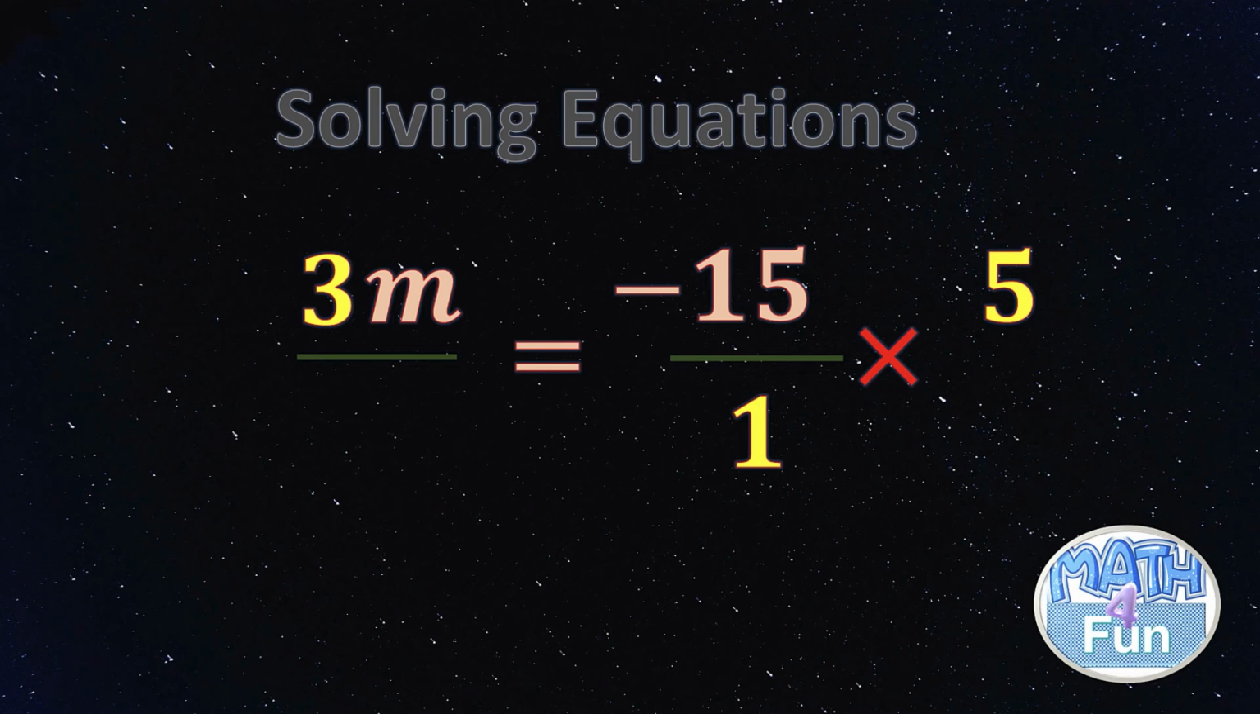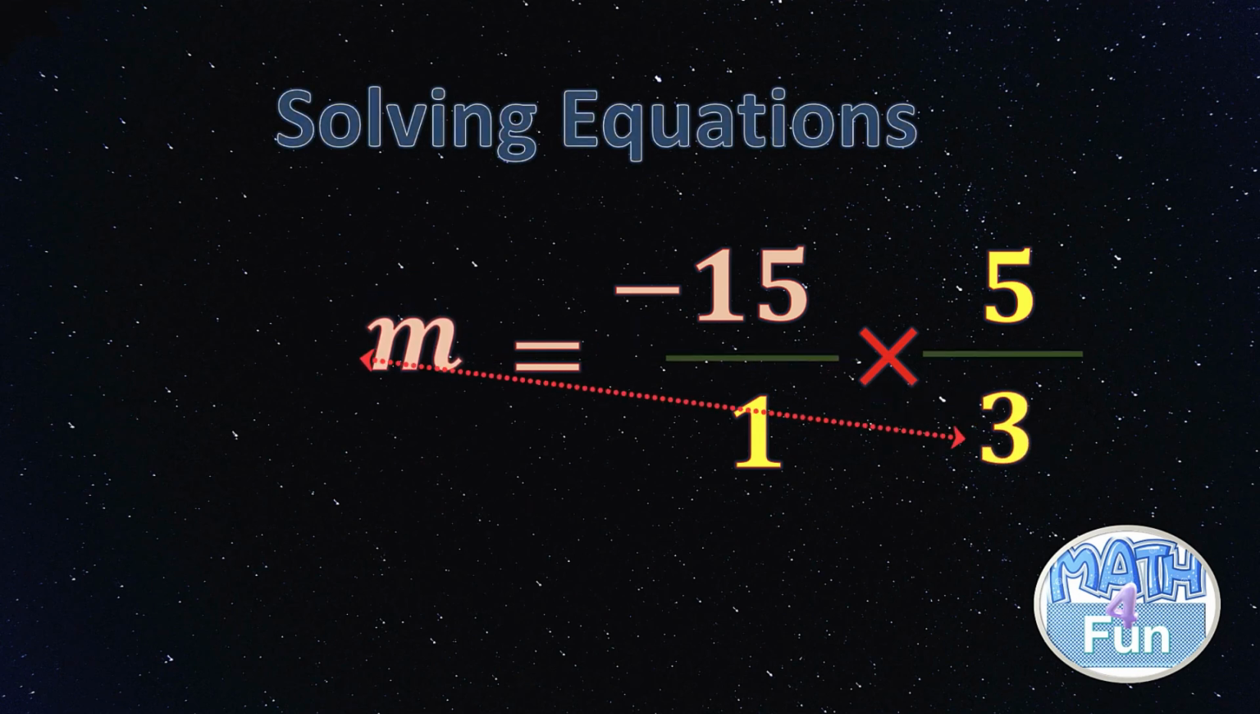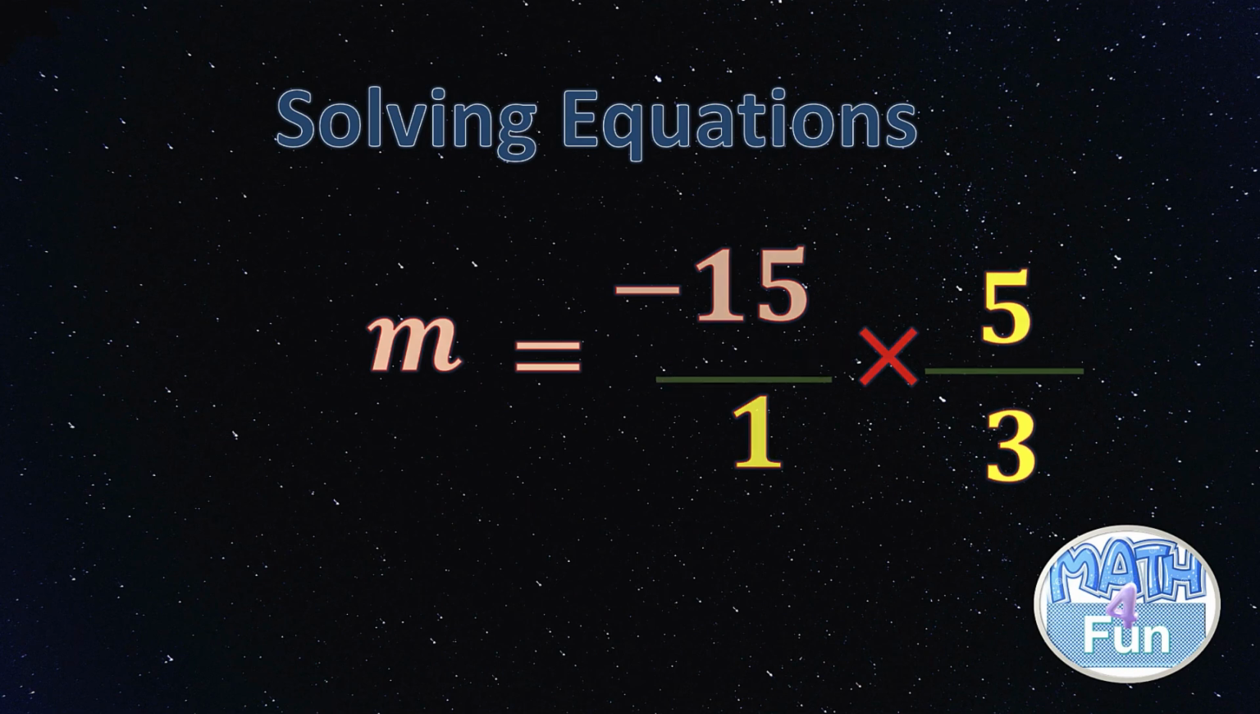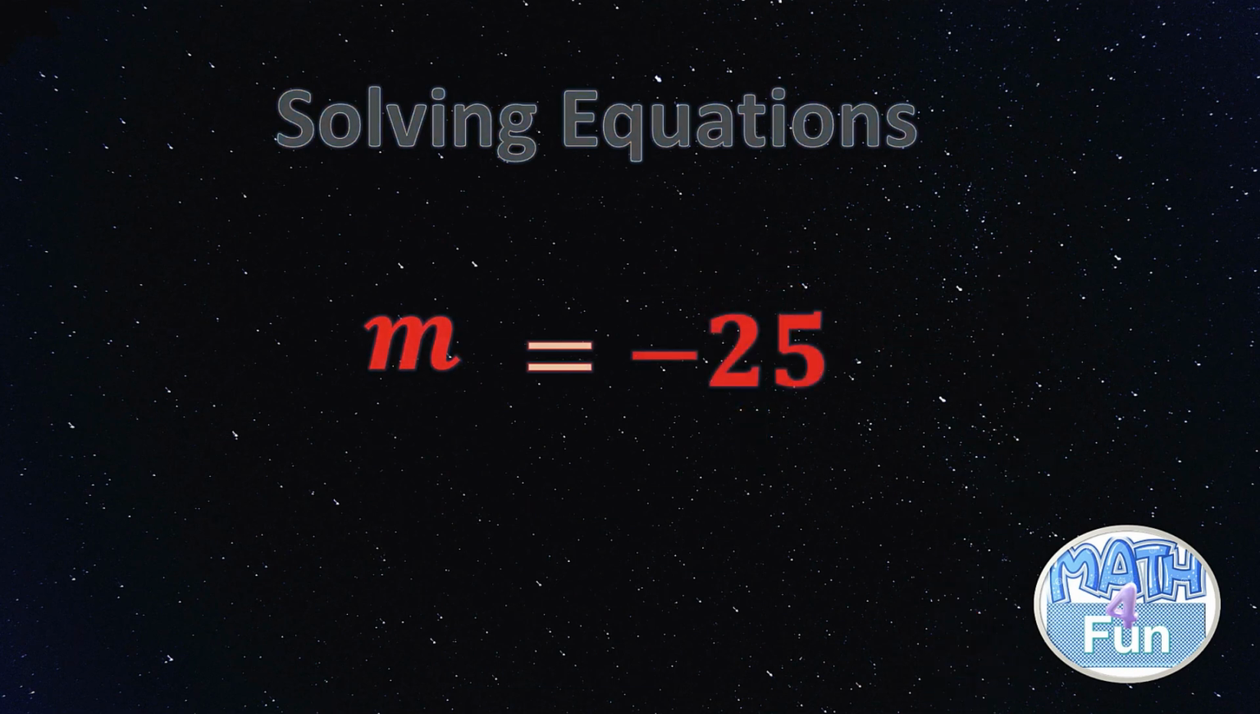And look at 3 also. What do we do with the 3? We move it down to the other side, so it becomes the denominator. You can repeat the video if you want to see it again. And now you have minus 15 over 1 multiplied by 5 over 3. We can simplify first, minus 15 divided by 3 is minus 5. And then the answer multiplied by 5, you get minus 25. And this would be the final answer.